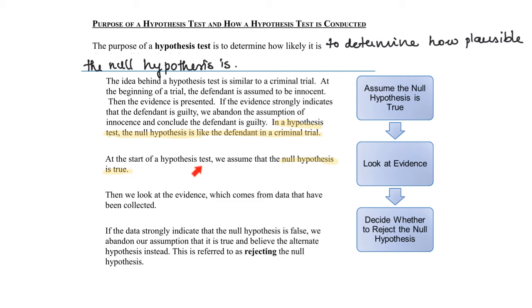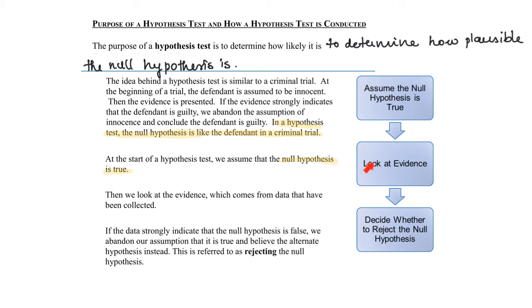In a hypothesis test, the null hypothesis is like the defendant in a criminal trial. At the start of the hypothesis test, we assume that the null hypothesis is true. Then we look at the evidence, which comes from the data that we have collected. If the data strongly indicates that the null hypothesis is false, we abandon our assumption that it is true and believe the alternate hypothesis instead. This is referred to as rejecting the null hypothesis.